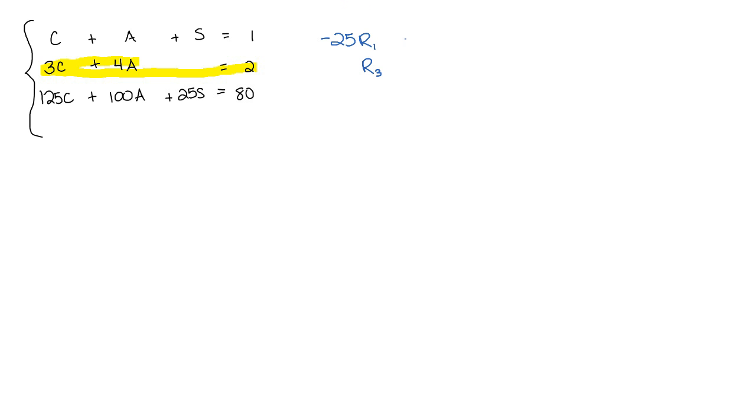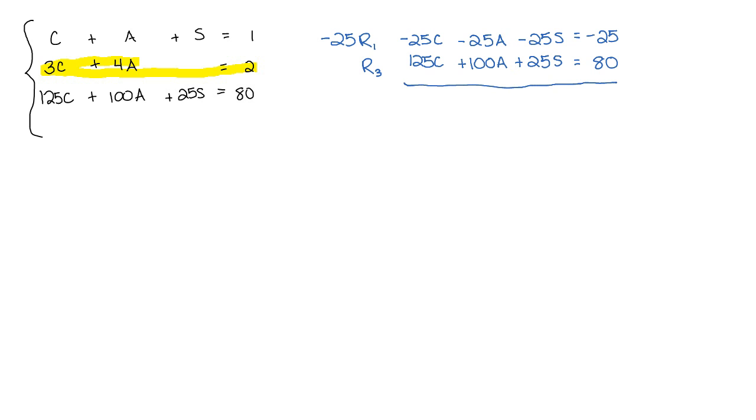So negative 25 times row 1 is negative 25c minus 25a minus 25s is equal to negative 25. And then row 3 is just 125c plus 100a plus 25s is equal to 80. And when you add these two up, you get 100 of those c's plus 75 of those a's must equal, and what is this, 55? I think that's what it is. That's 55. So that's one equation involving c and a.